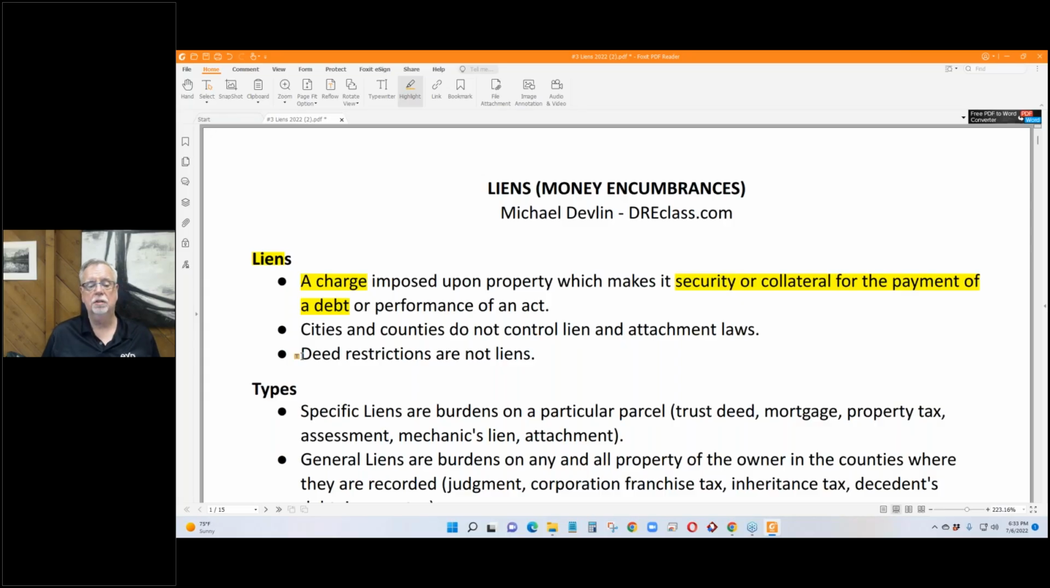Deed restrictions are not liens. One of the more common questions on the state exam. A deed restriction or a zoning law is another example of an encumbrance in that they restrict or burden the title to property, but they are not liens. And that's because there's no debt or obligation to pay money. All liens are encumbrances, but not all encumbrances are liens.